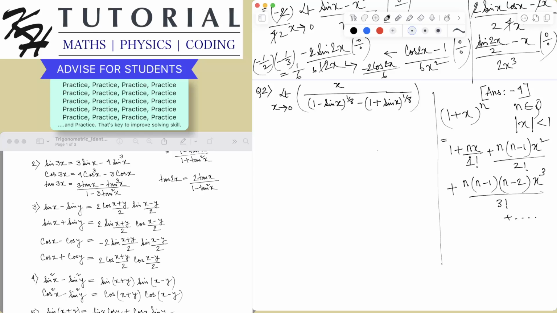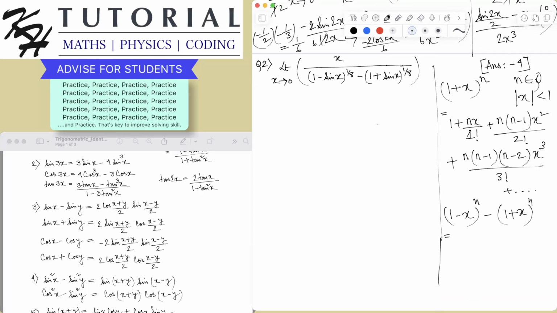Now why will it be useful? Because in the given problem, in the denominator, we have something like this. The x in the given problem is actually sin x. So we have something like 1 minus x, and the n is 1 by 8 in the given problem. Now what will be the result if you subtract (1 plus x) whole to the power n from (1 minus x) whole to the power n?